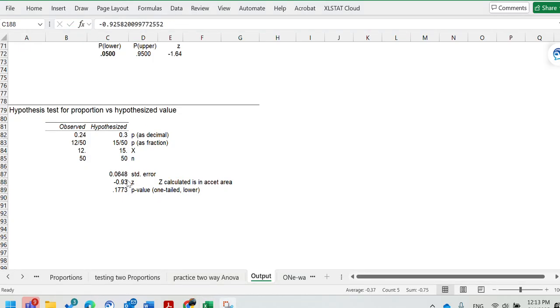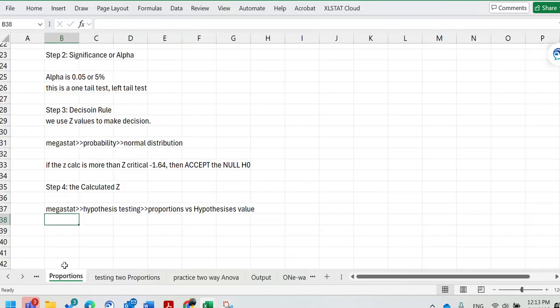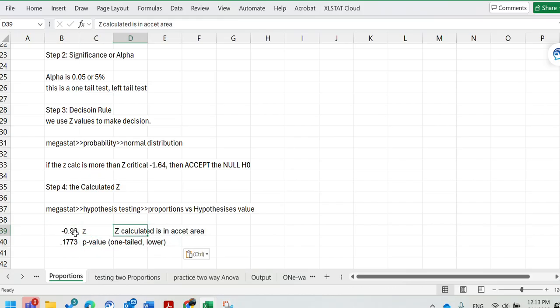I will just copy the last two answers here, the Z value and P value, and put them in the calculated. So this is the calculated value. The calculated is in the accept area, so we will accept the null.